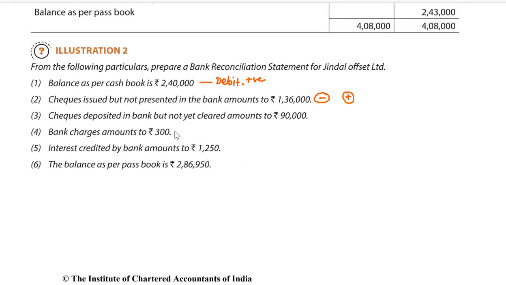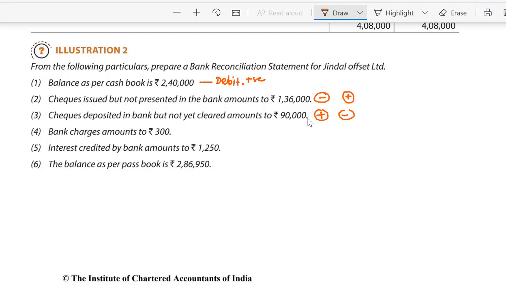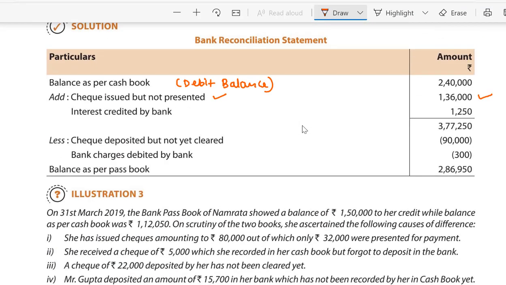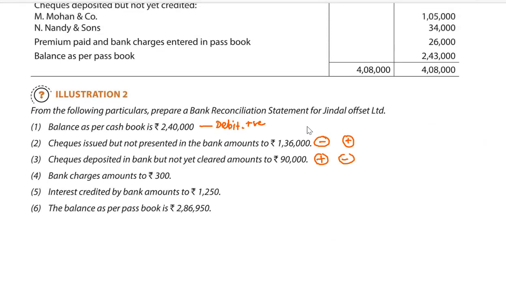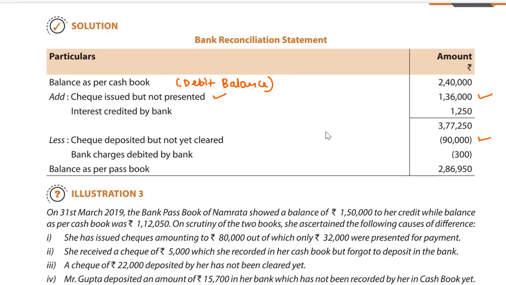136,000. Checks deposited in the bank but not yet cleared amounted to 90,000. In the cash book we had done plus, now we have to do minus. So minus 90,000. You can see over here, less: checks deposited but not yet cleared, minus 90,000. Next, bank charges 300. That means in the bank account it is minus 300. So in cash also we have to do minus 300. Just see over here, bank charges debited by bank, minus 300.